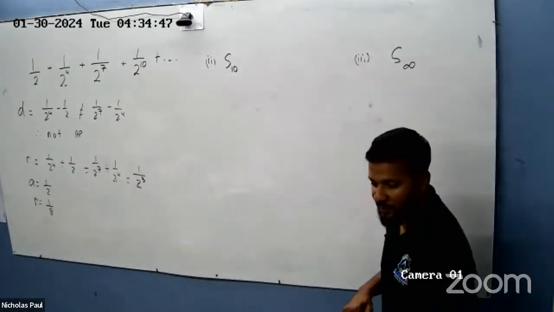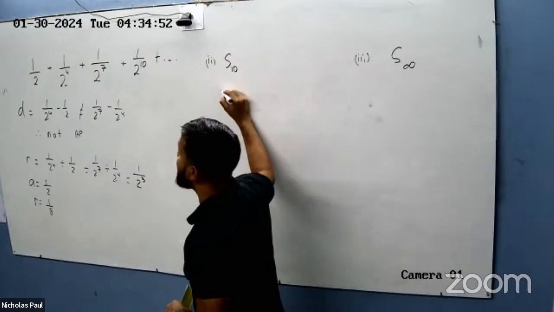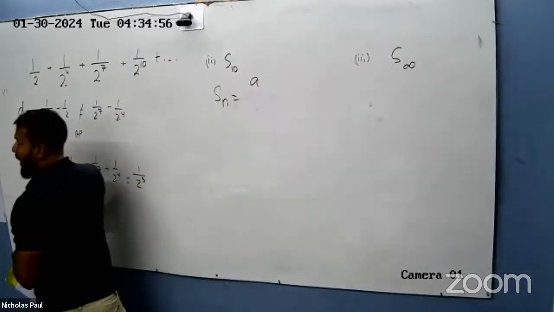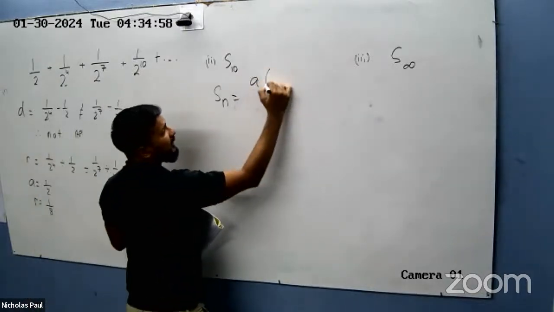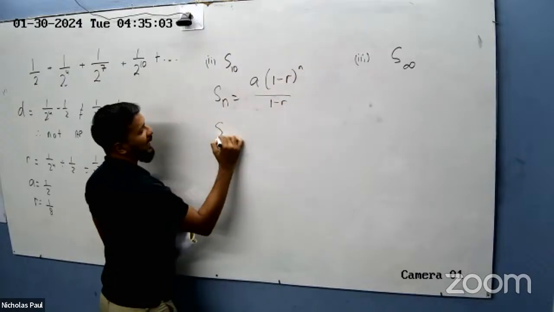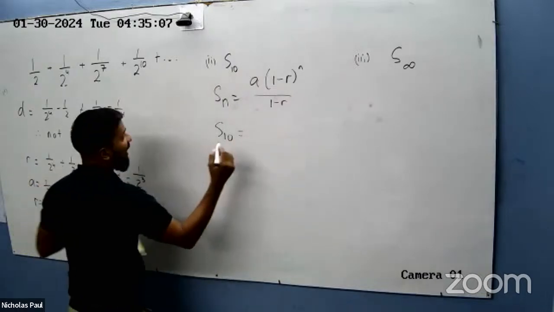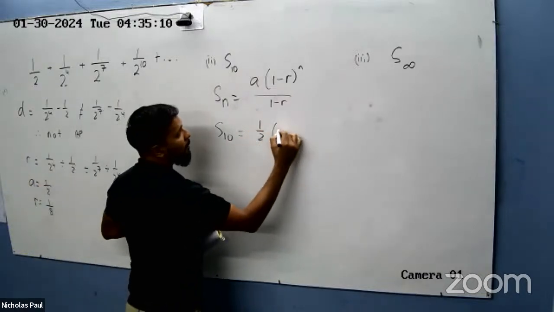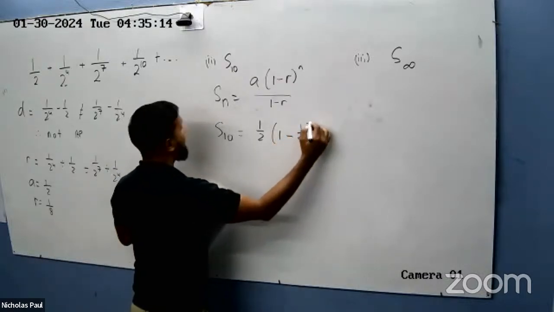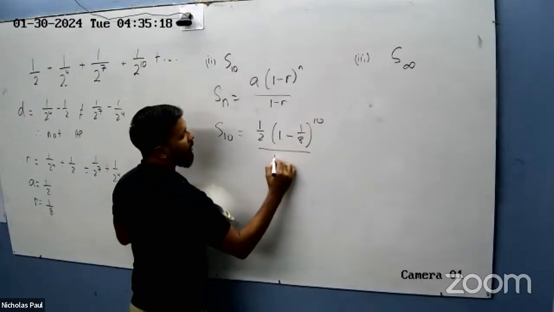All right, let's see what you got. So the sum to the first 10, Sn, is equal to A. Because R is less than 1, we're using the 1 minus R version, right? So N is 10, A is a half, and R is 1/8, all to the power of 10, all over 1 minus 1/8.